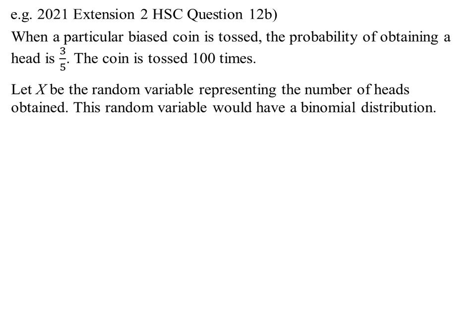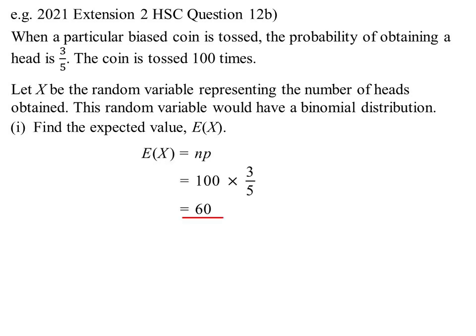So let's have a look at a couple of HSC questions. There's only been, of course, a few HSCs on this new course. So here's the one from 2021. We're tossing a biased coin. So the probability of a head is 3/5, tossing it 100 times. X is our random variable, the number of heads. This random variable has a binomial distribution. Find the expected value is the first question.